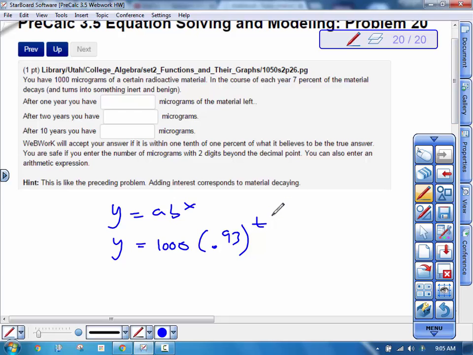So if we plug in after 1 year, we get the first answer, which is 930. After 2 years, we plug in 2 right here, and that gives us 864.9. And then after 10 years, we plug in 10 right here, and that gives 483.98 micrograms.